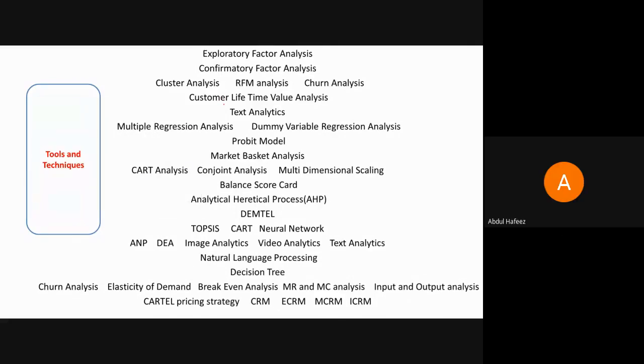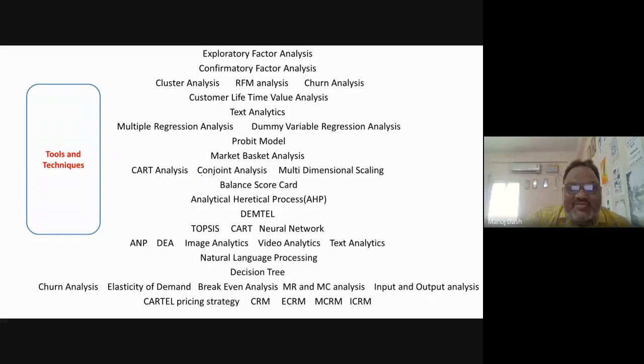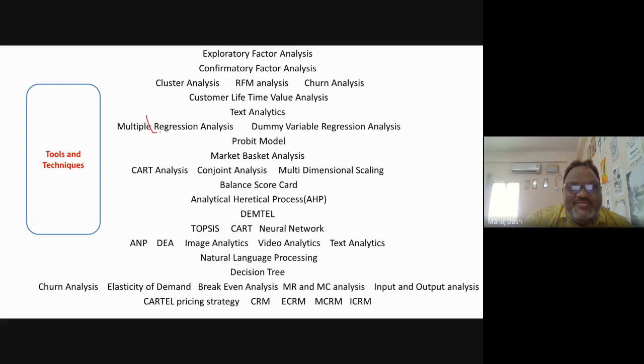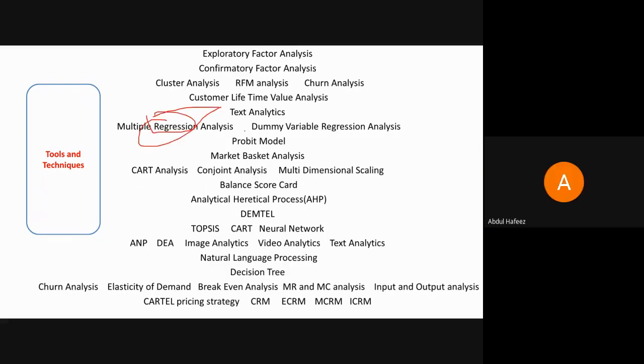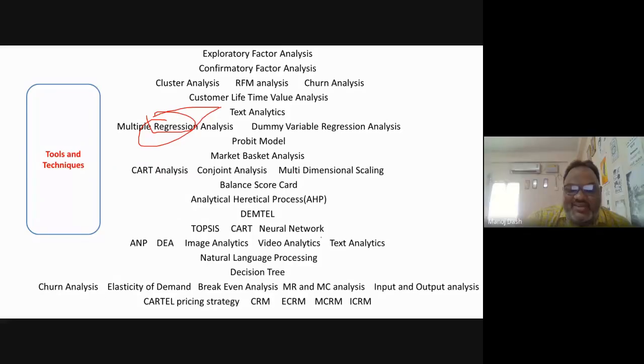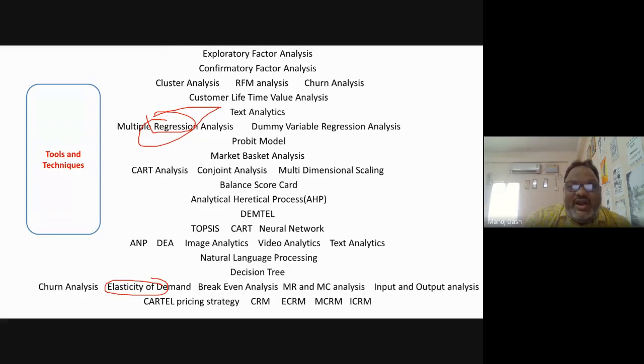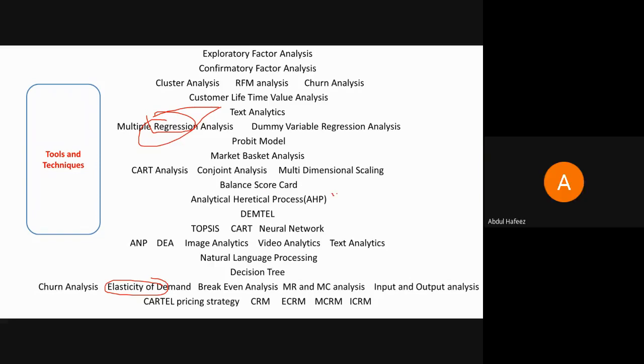Like t-test, break-even analysis, multiple regression analysis. Then he will discuss elasticity of demand, input-output analysis. Now, what about RFM, churn, cluster, CLV, probit, market basket, balanced scorecard, AHP? So in detail, I don't know, sir. Just know the basic concept.